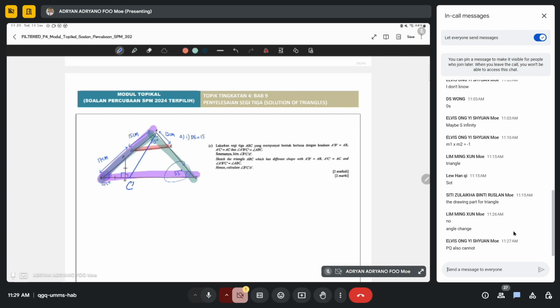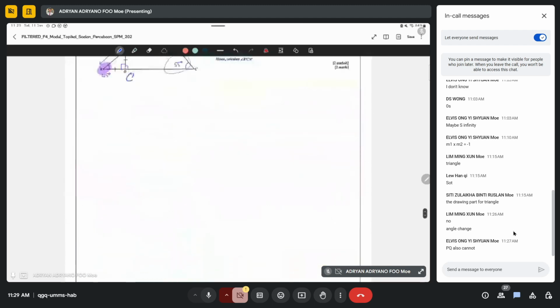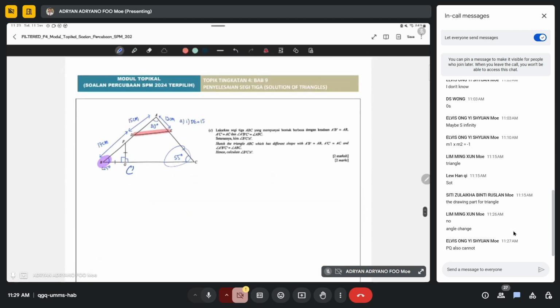Okay, is that understandable? Okay. So this is ambiguous triangle. Alright. Okay, any more part of form 4 that you all don't understand? Now we have 30 minutes left.